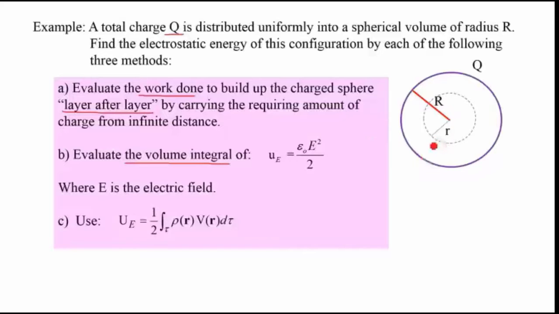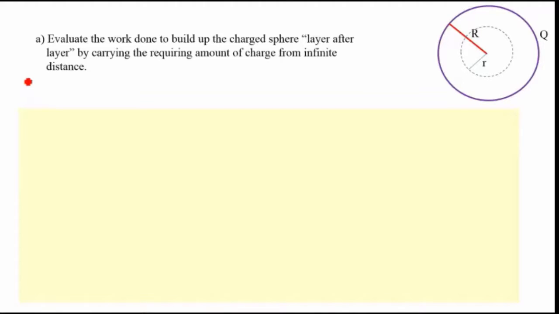and also inside. The third method will be to use the charge density and the potential, and because this integral will disappear wherever the charge density is 0, it only includes the part where we're in the sphere. That'll be a simplification. So let's look at this layer by layer buildup and evaluate the work done, or the electrostatic energy when we're finished.